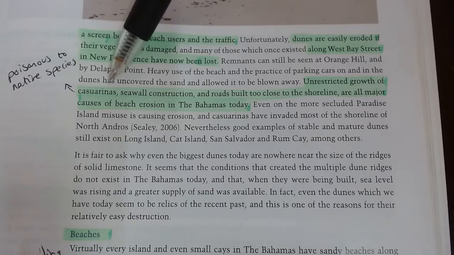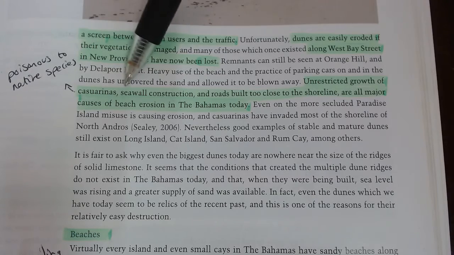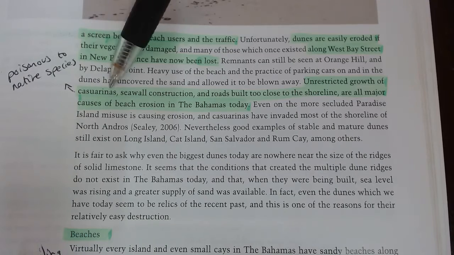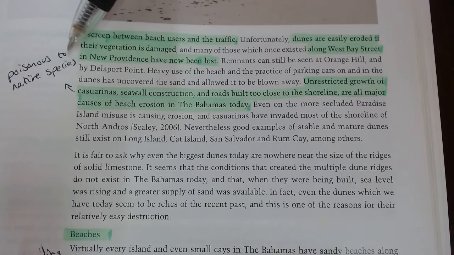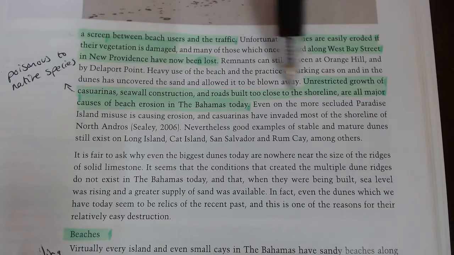Unrestricted growth of casuarina. Okay, so casuarina is actually poisonous to native species, so it's not a good plant. So things that remove the sand dunes: the casuarina plant is not great because it kills the other vegetation which catches the sand. Seawall construction we look at next week in lessons, and we build roads, we drive all over the dunes, we park up on them, all that kind of stuff. All right, so that's our sand dunes.